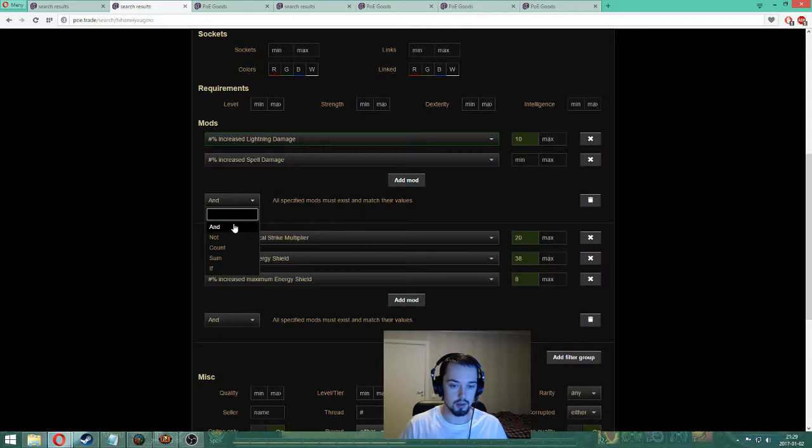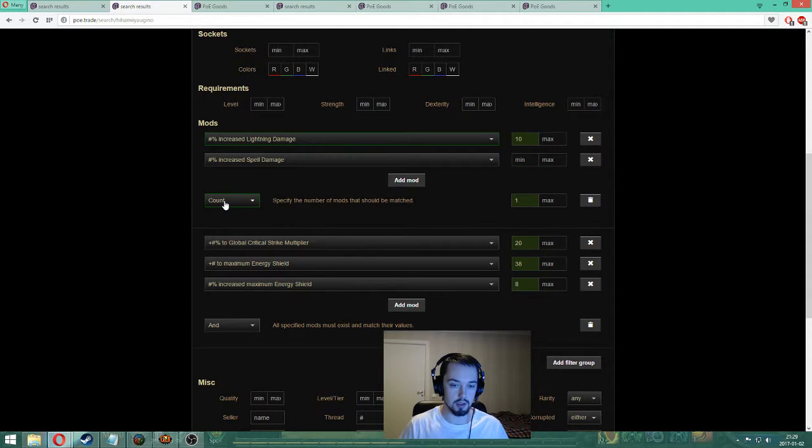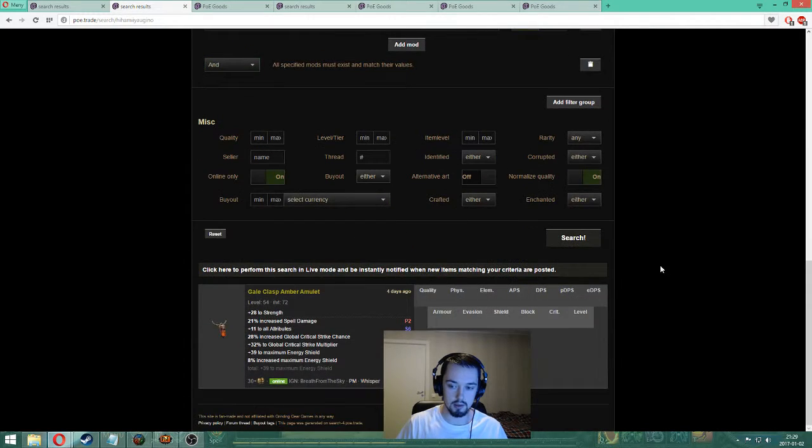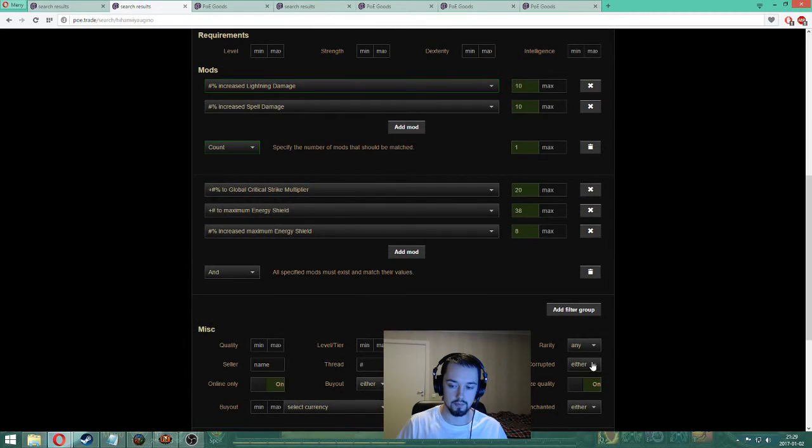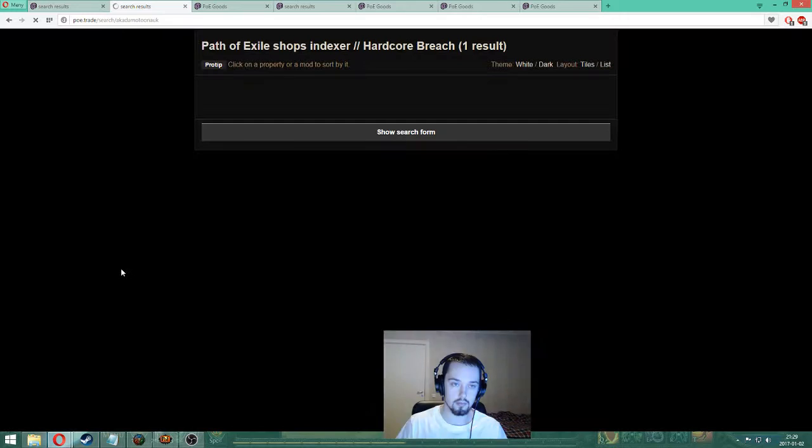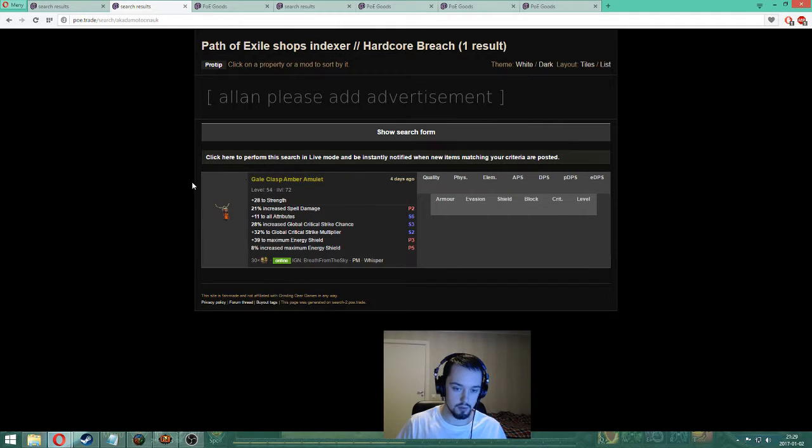And here we can put the count, so only one of them is matched, because both spell damage and lightning damage are fairly similar. So someone who is looking for an amulet probably can utilize either one of them, and all of these we want matched, so we don't put any specific. All specific mods must exist when it looks like this, and you put amulet as well. So there's one result with this.